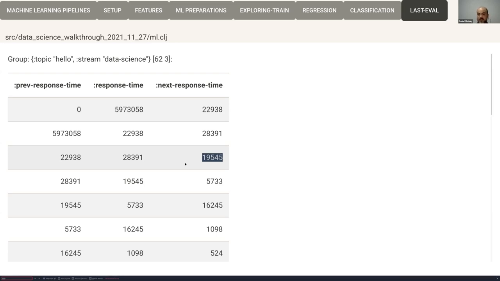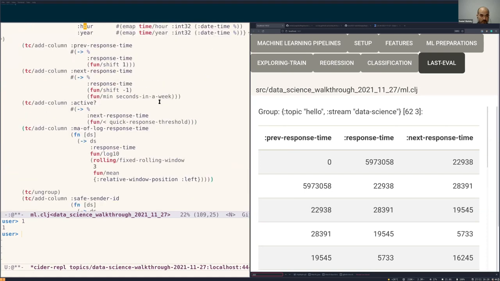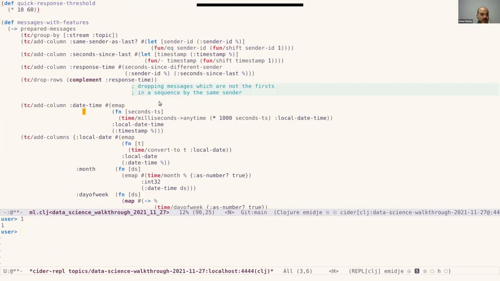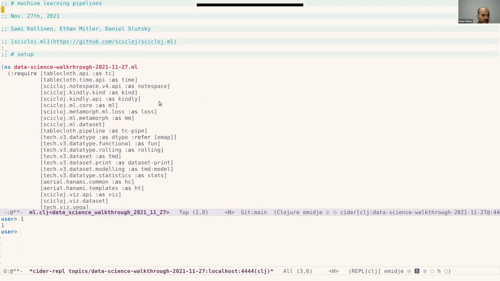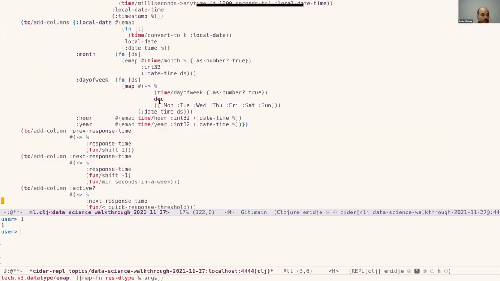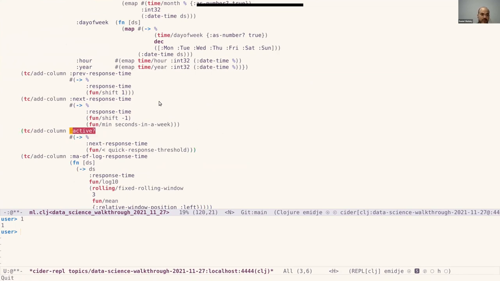And this distinction is important in time series forecasting, right? That we can know what is known at a given time and what is not known. And so another column that looks into the future is this column called active. What active is looking into is comparing the next response time to a given threshold.